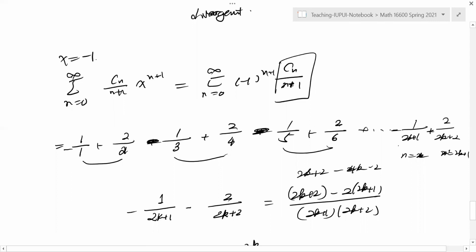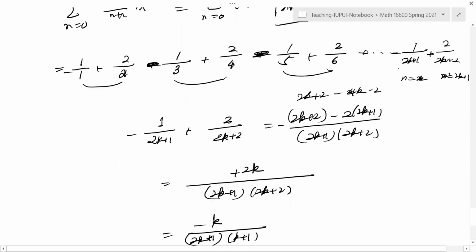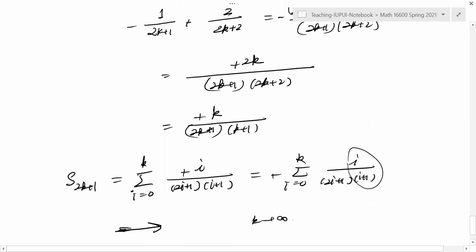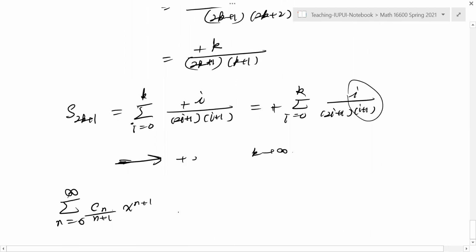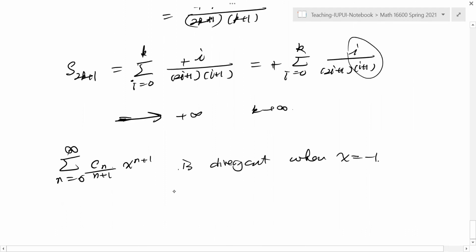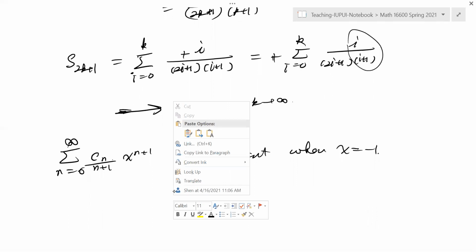So every pair of these, you already get positive. So this is a positive term. So this actually is divergent when x equals negative 1. That is a good question, so the interval of convergence is still the same. The interval of convergence is still the same.